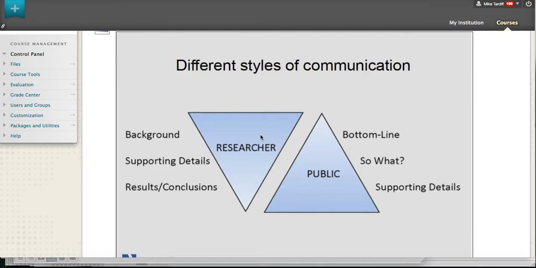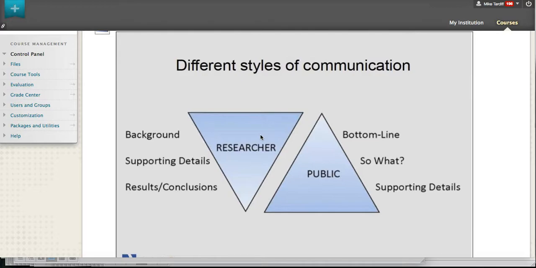Well, when we communicate with the public, we are basically flipping that pyramid upside down. And we want to lead with the bottom line, and we want to give them the most important and the most significant information first. We want to help them answer that ever so important question, so what? So we want to share the significance of this particular piece of information. And then if we want, we can go into the supporting details.